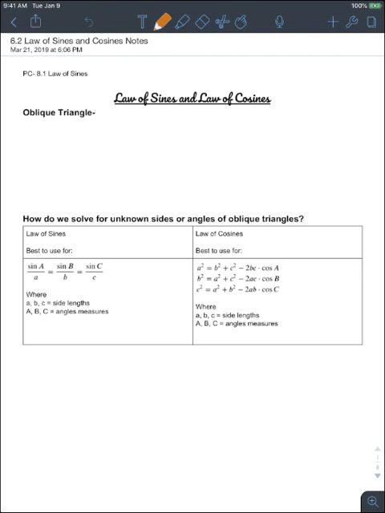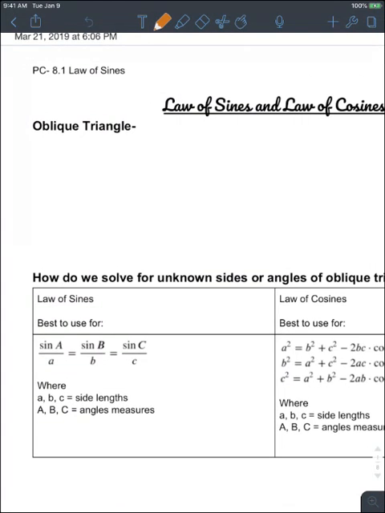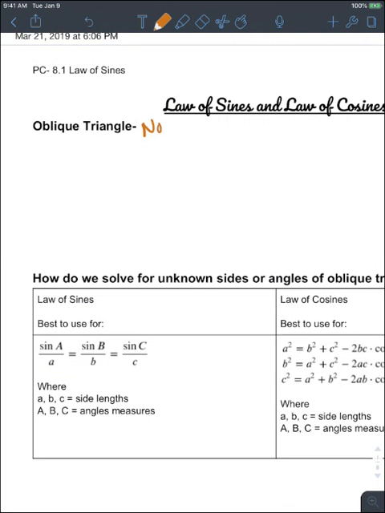We're looking at the law of sines and law of cosines today, which is a review from Math 3. So first off, what are oblique triangles? Oblique triangles are not right triangles. So something like a triangle like this would be an acute triangle because all the angles are less than 90 degrees.